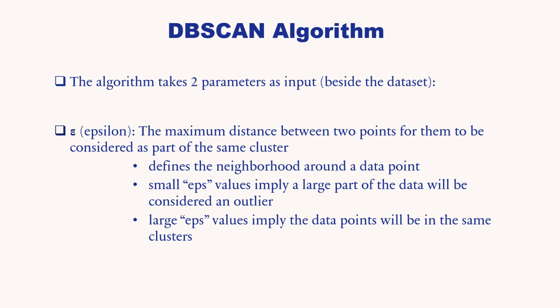And usually if we have a small epsilon value, that means that a large part of the data will be considered as an outlier. And when we have a large epsilon value, then the data points will most likely be in the same cluster. Now, this epsilon parameter is decided by the user. Just to put that out there, the user decides what maximum distance they want to put in for the whole algorithm.